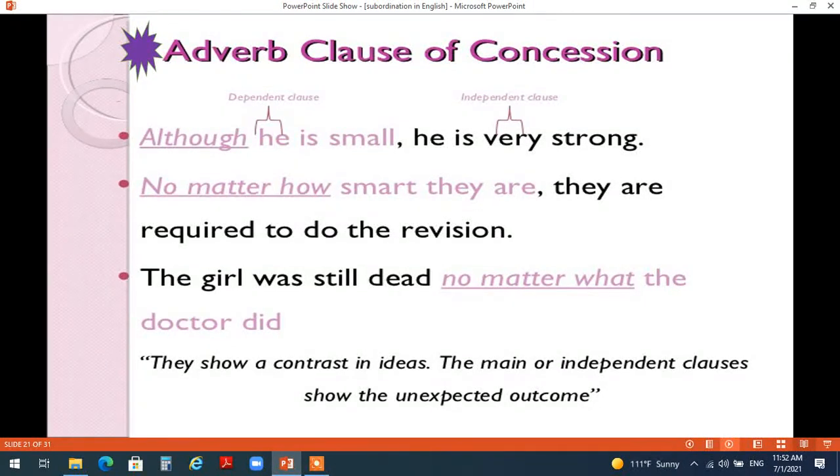So as you can see here, clauses of concession show a contrast in ideas. تبين عندي أو توضح عندي أن هنالك تناقض في الأفكار. The main or independent clauses show the unexpected outcome. دائما نجد في العبارة الفعلية المستقلة نتيجة مخالفة للتوقعات. This is called an adverb clause of concession.